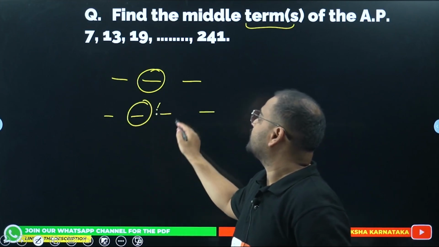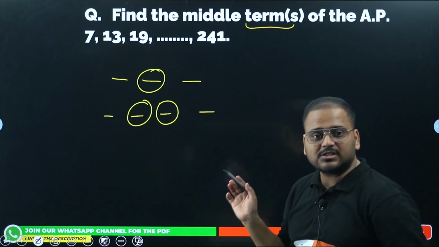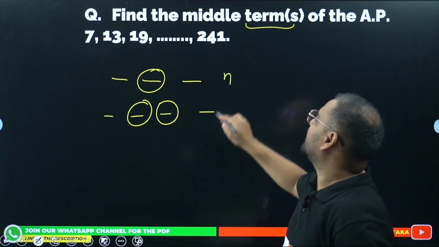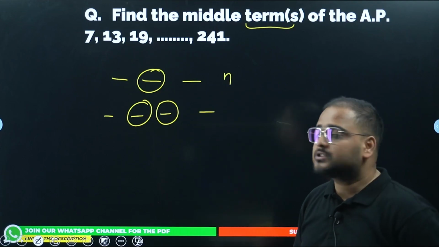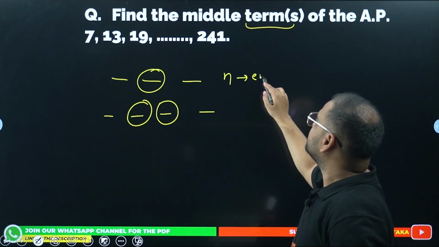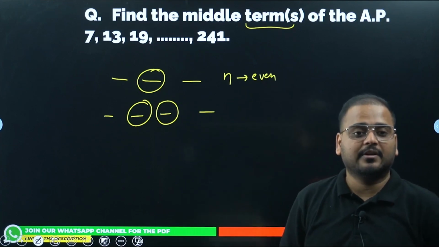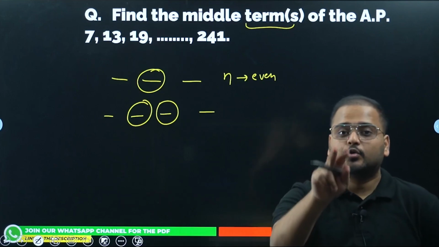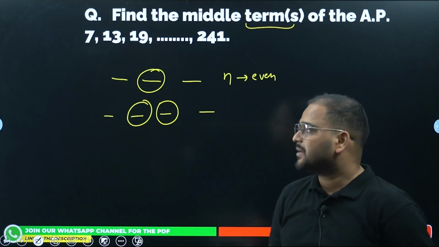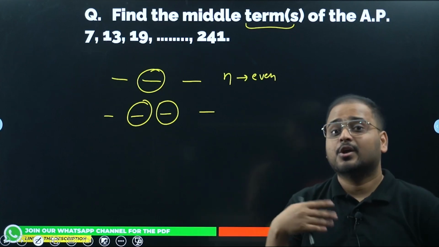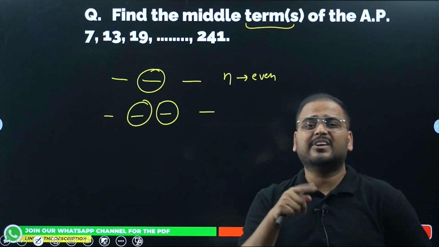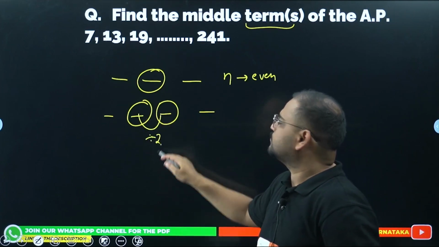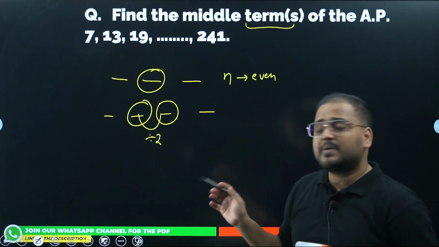2 middle terms. So the logic states that whenever the number of terms, what is it called? N. Whenever the number of terms n is even, then you will have 2 middle terms. You will not have 1 middle term. In AP, not in other cases. In statistics, we can also find the middle term of these 2 terms. I can add these 2 and divide by 2. That is a different case. In case of AP, we cannot do that.